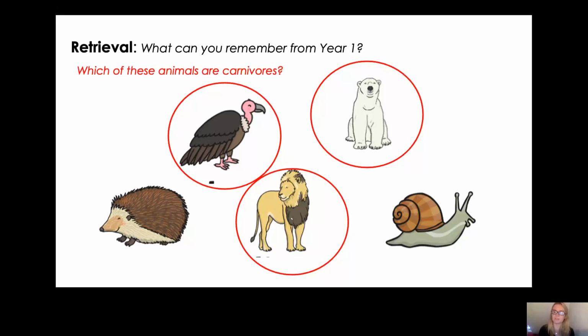And then finally, does anybody know what a snail eats? A snail eats mushrooms, fruit, and leaves, which are all plants. Okay, so it doesn't eat all meat, it eats all plants. Does anybody remember what those animals are called? Yes, that's right, they're called herbivores. So therefore, we can't circle the snail because the snail is not a carnivore. It's a herbivore. It only eats plants. So remember what a herbivore is because you're going to need it in the next question.